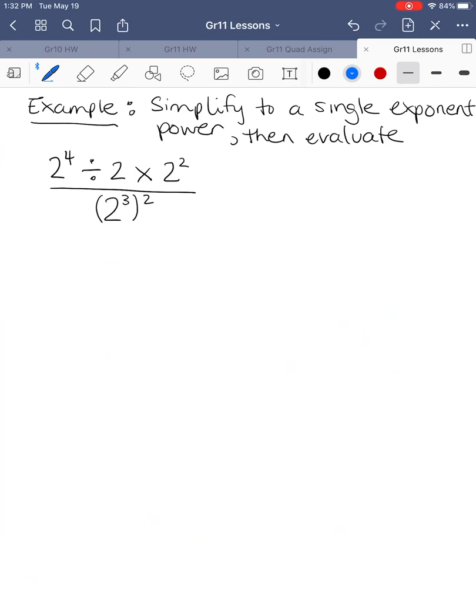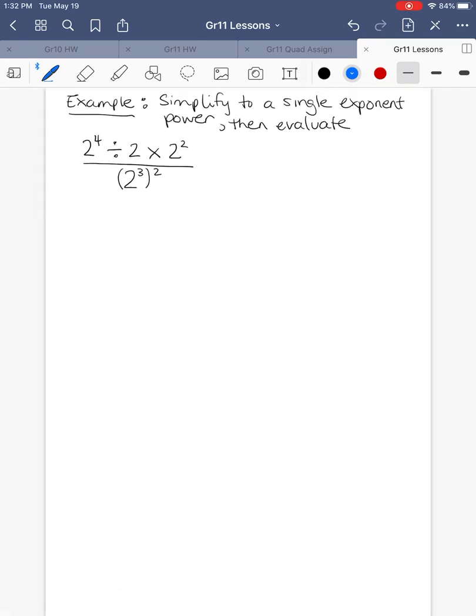Next up, we're going to do a much more difficult question where we kind of combine everything together. So we are going to simplify to a single exponent power, and we want it to be positive. So I'm going to just add that in there. We want our single exponent to be positive, and then we're going to evaluate it at the end. So we want to make sure that we are working from left to right and also going with BEDMAS here. So we have 2 to the power of 4 divided by 2 times 2 to the power of 2, and all of that is divided by 2 to the power of 3, all to the power of 2. So the first thing I'm going to add here is a little 1. So we remember that that 2 actually has an exponent of 1.